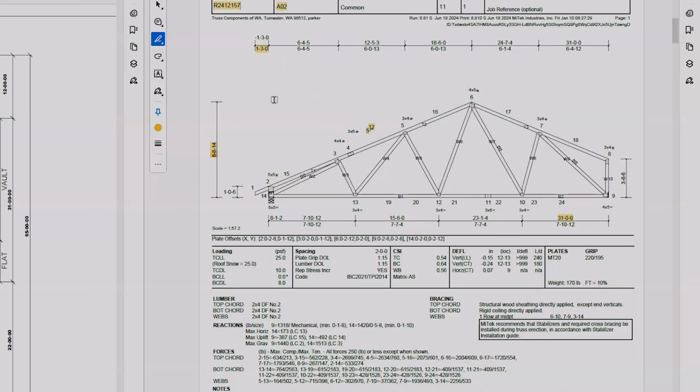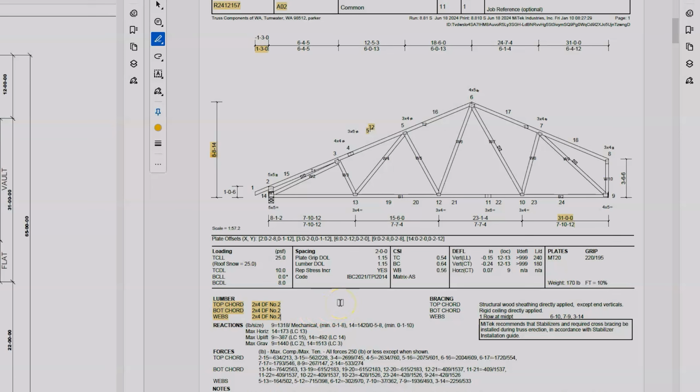But that is just scratching the surface. There is a lot more information here. So the information here says that our top chords are 2x4 DFL number 2, our bottom chords are 2x4 DFL number 2, and our webs are 2x4 DFL number 2. If we had a different truss in here with an individual member that was a different size, that would be noted in there as well.